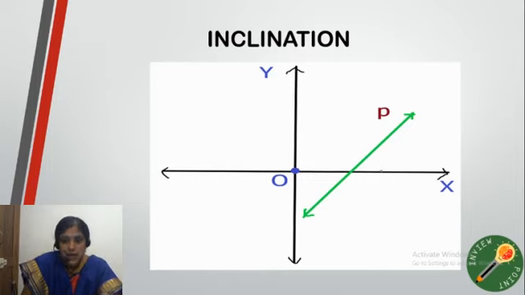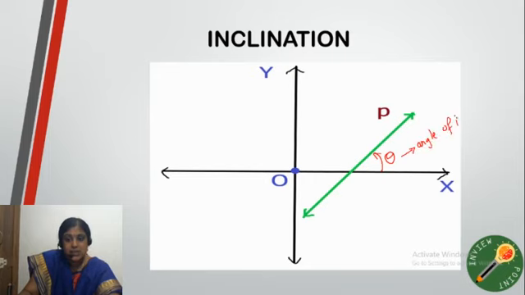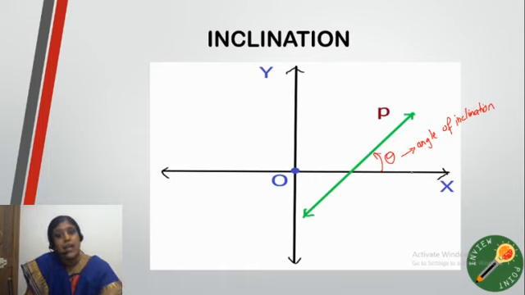Okay. And this theta is measured in anti-clockwise direction from the x-axis. Then we can call this theta the angle of inclination. So what is the angle of inclination? Angle of inclination is the angle made by a line with respect to the x-axis, measured in anti-clockwise direction. And the value of theta will always be in the range between 0 and 180 degrees.